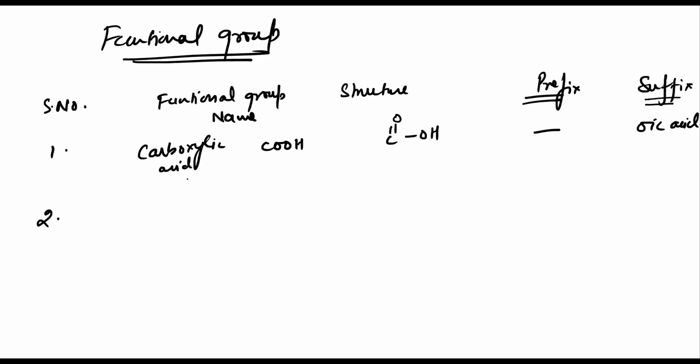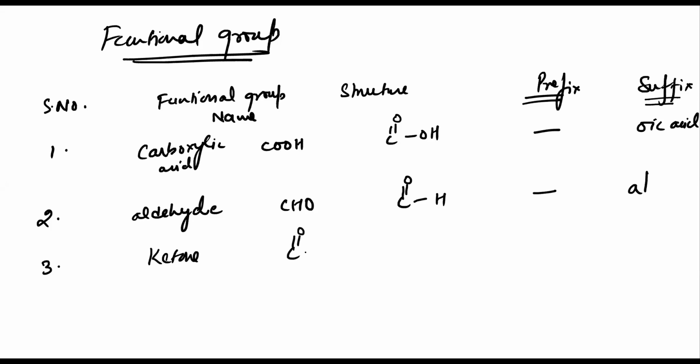The next one is aldehyde, and it is CHO, and in the structure it is C double bond OH. There's no prefix here. The suffix is al. The third one is ketone, which is C double bond O, or CO. Ketone is CO as the functional group. The structure is C double bond O, and its prefix is on. The fourth one is alcohol. Alcohol is OH, and the structure is also OH, and its suffix is ol.